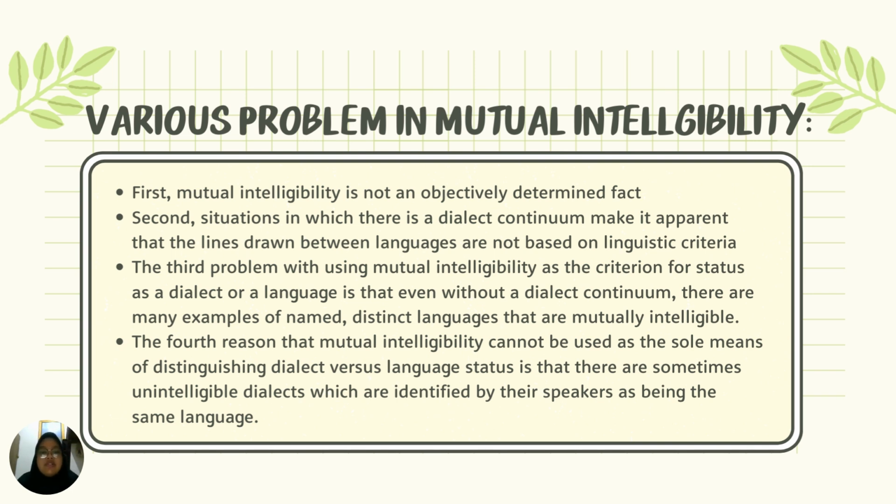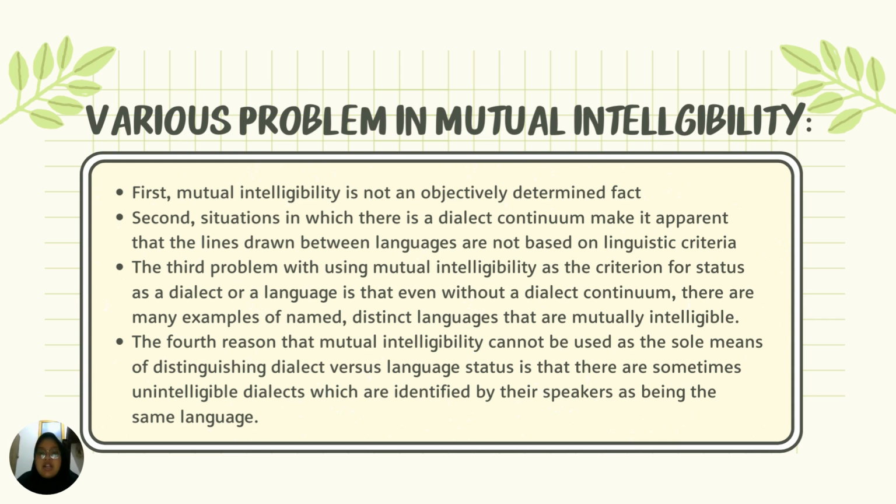The next one is the various problems in mutual intelligibility. So there are four problems. The first one is that mutual intelligibility is not an objectively determined fact. So it's not an objective fact. The second one, situations in which there is a dialect continuum make it apparent that the lines drawn between languages are not based on linguistic criteria.